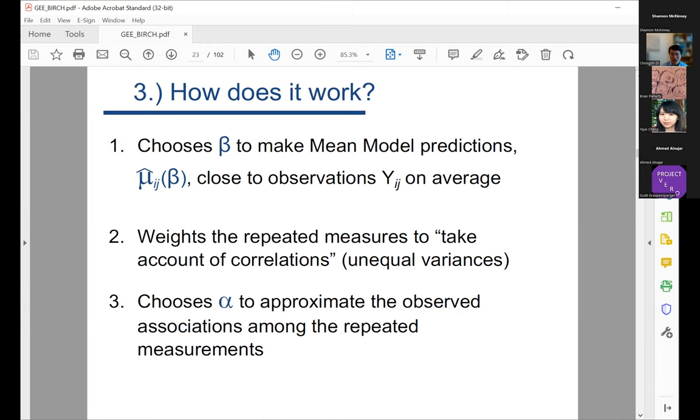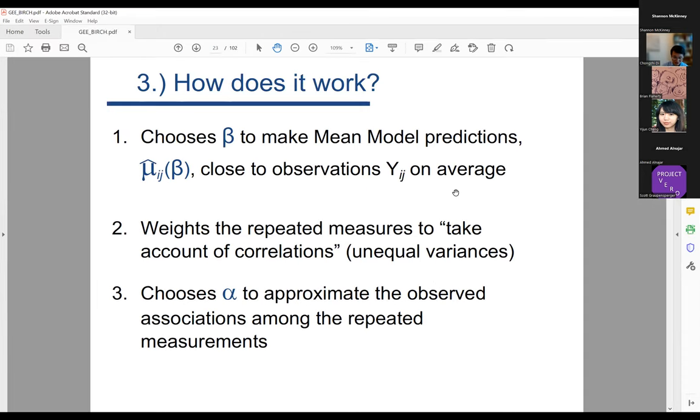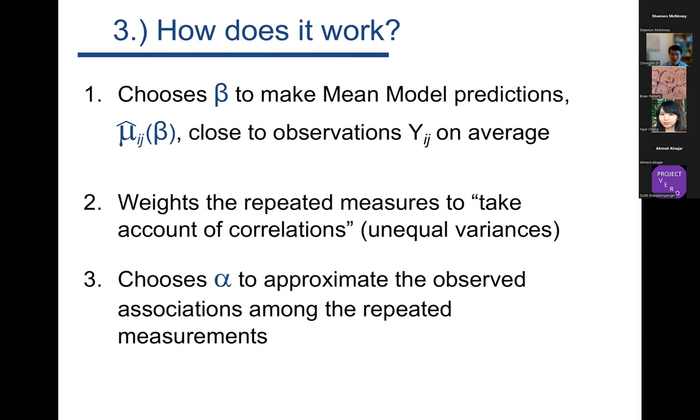And then, how does GEE work? Why can it take care of these correlations? Once you specify those models, the main idea is basically three steps. The first step is to estimate your coefficients beta to make the mean model predictions close to the observations. Like any of the models we fit, we choose parameters so that our predicted value is close to the observed value on average. That's basically the essence of pretty much all statistical methods.